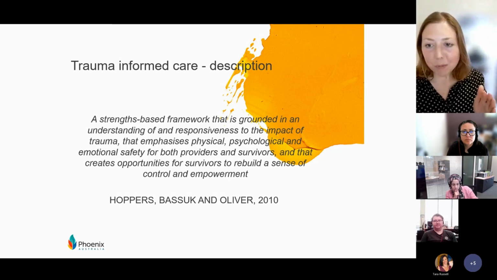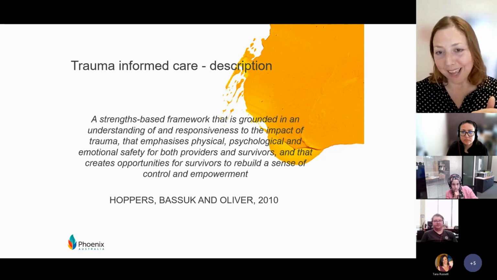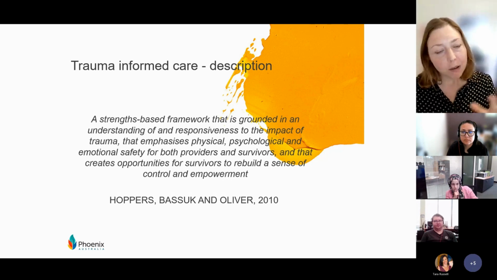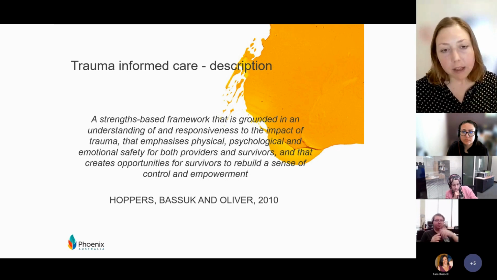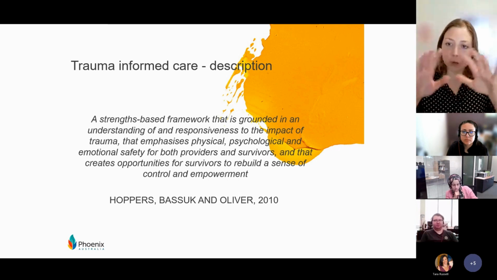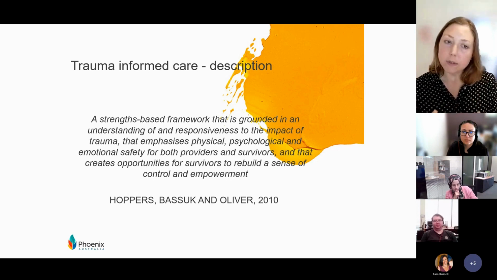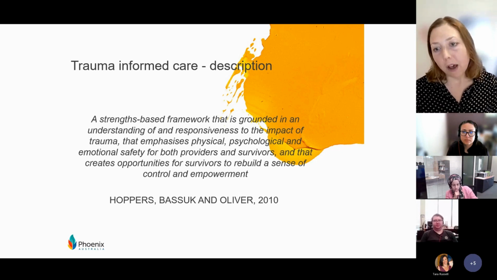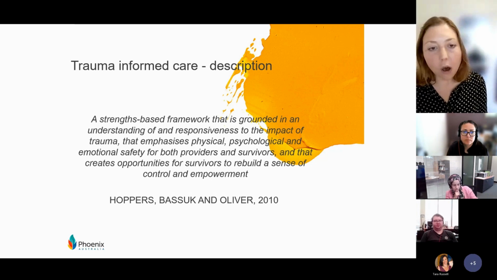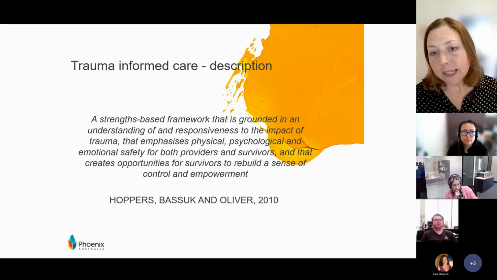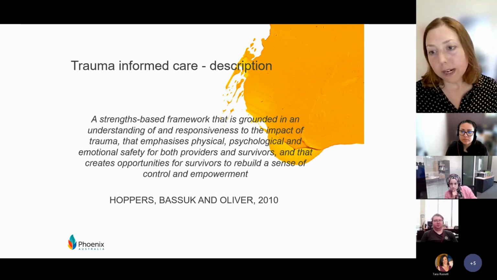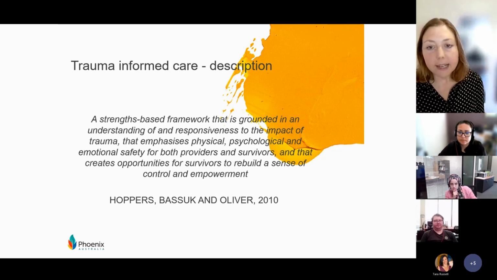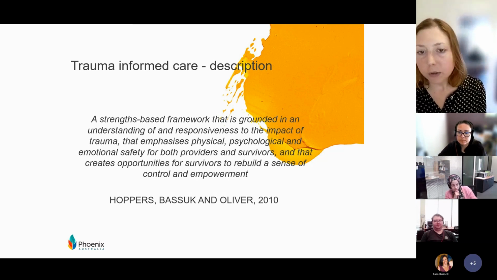So we will go into a bit more detail about what all of that means. But again, thinking more broadly about TIC, TIC is really relevant to both organisations from an organisational perspective and also to workers themselves about how you might interact with service users. TIC is used in a whole range of different services, whether it's trauma specialist services or other organisations, particularly where it might be likely that someone has experienced a trauma.